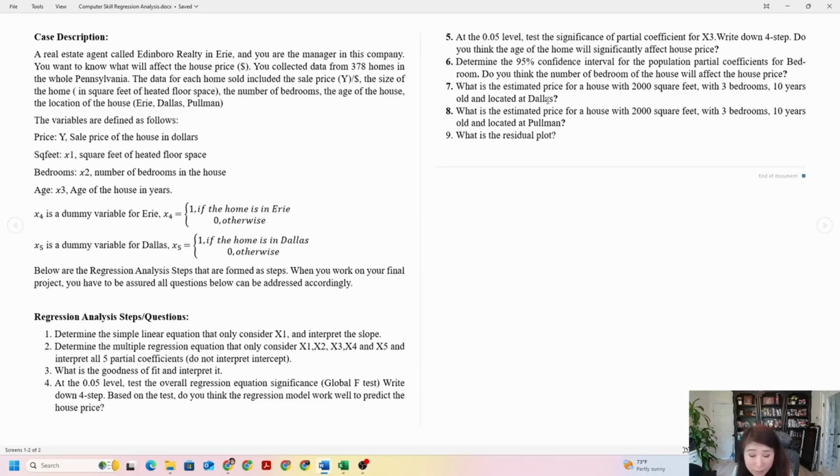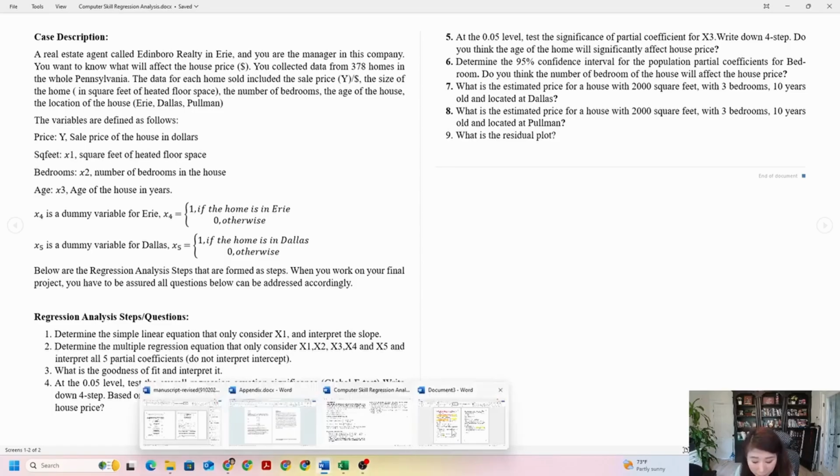So this house is in Dallas. How do you know the values for x4 and x5? Since the house is in Dallas, the value for x4 has to equal 0, because x4 only equals 1 when it's in Erie. However, for x5, since the house is in Dallas, the value for x5 has to equal 1, right? So after reading question number 7, you're able to get the values for x1 through x5. And similarly for question number 8.